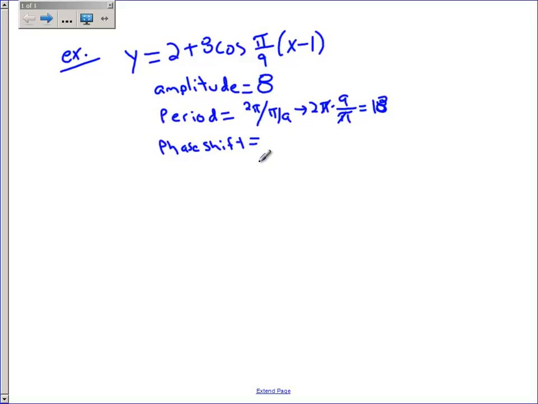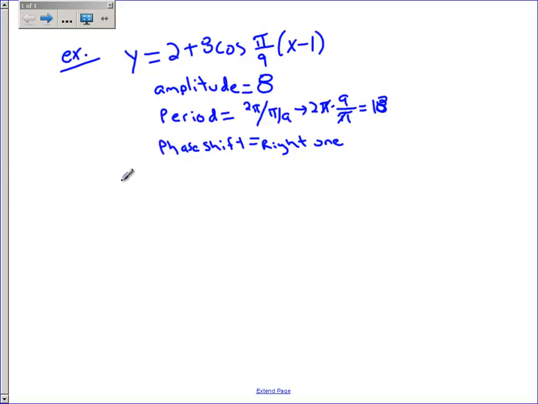Okay, the phase shift is inside the parentheses. I don't see any problem with this. We are doing very well with phase shifts, and so we know that that is working opposite of what we think, so it's right 1 inside the parentheses.